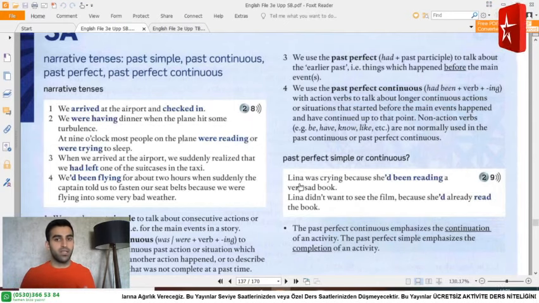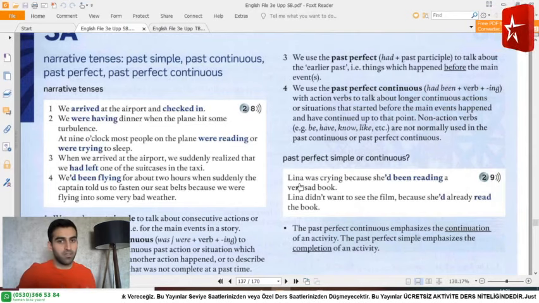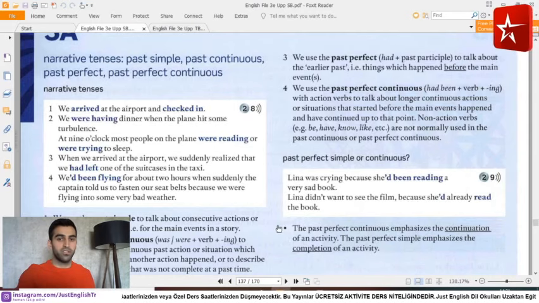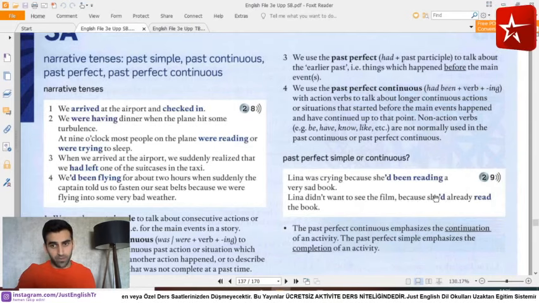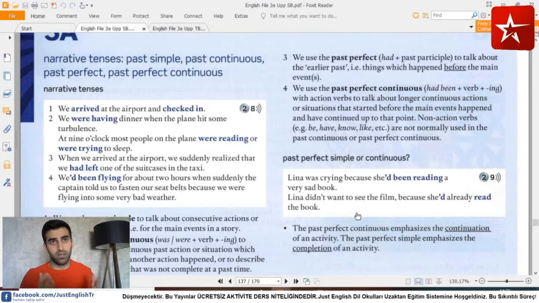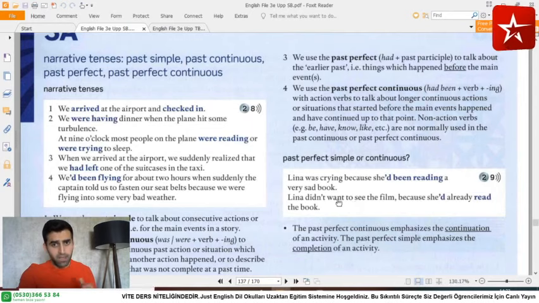Lena was crying because she had been reading a very sad book. So she had been reading. But Lena didn't want to see the film because she had already read the book. Because this one happened first, maybe 2 years ago. 2 years ago she read the book, and then these things happened. Lena didn't want to see the film because she had already read the book.